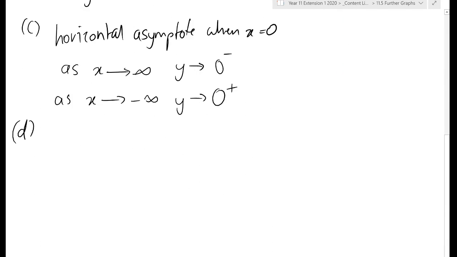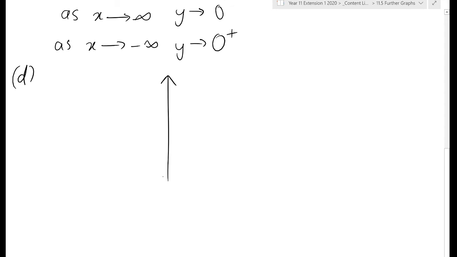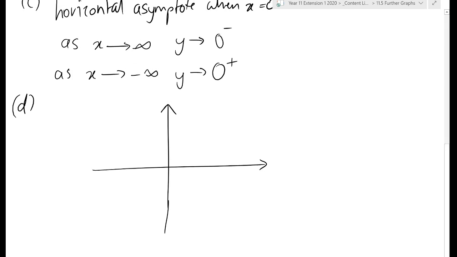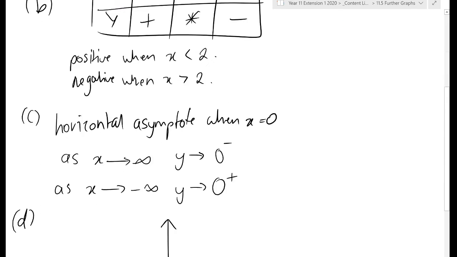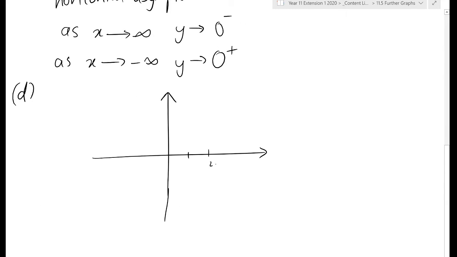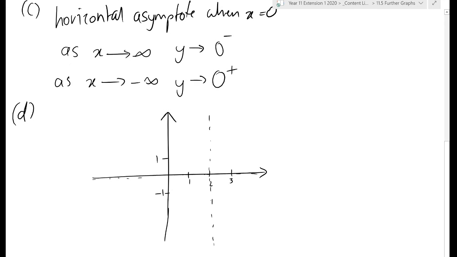Last but not least, sketch the curve. I'm going to draw up a set of axes like this. Now we know we've got a vertical asymptote when x is equal to 2. So 1, 2, like that. So there's my vertical asymptote drawn correctly. None of my graph is going to pass this line here. I've also got a horizontal asymptote here. At 3 my function will be equal to something, and at 1 it will be equal to something. As x approaches infinity, y goes towards 0.